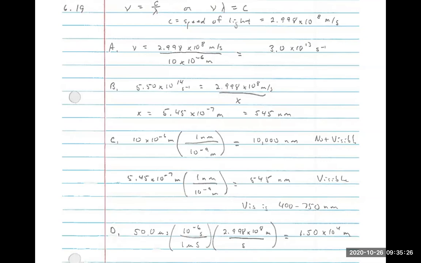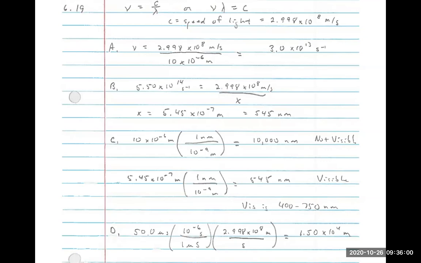So in part B, they're asking for the wavelength that has a frequency of 5.50 times 10 to the 14 seconds to the minus 1. So once again, we use that same formula, which tells us that frequency equals the speed of light divided by wavelength, except now we're going to be solving for wavelength. And so if we solve that, we get 5.45 times 10 to the minus 7th meters.